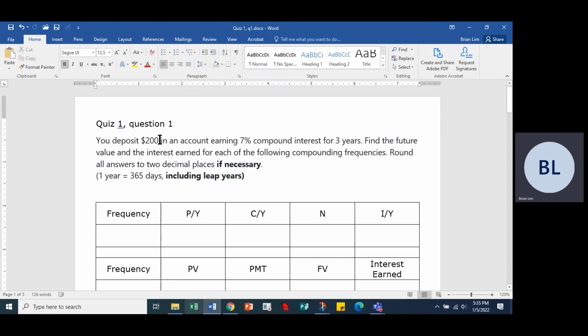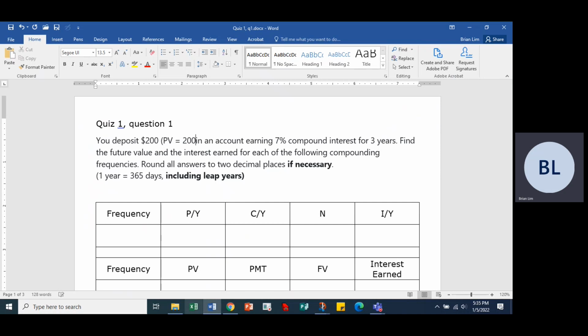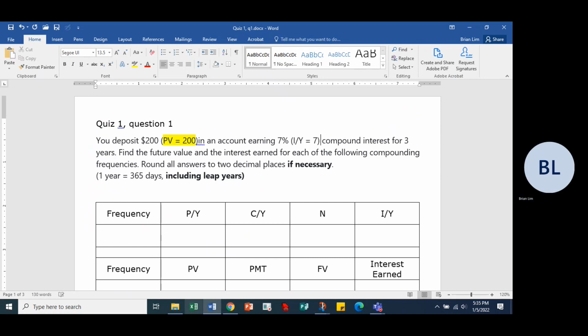Okay, so let's put some information in here, some designations, so that we can work along easier. Let's say the present value would be 200, so we know what numbers to put when we use the calculator. Okay, 7% compound interest for 3 years. So this value here is the IY value, or the interest rate. It is for 3 years, and that will become important as we move along. So let's highlight it now.